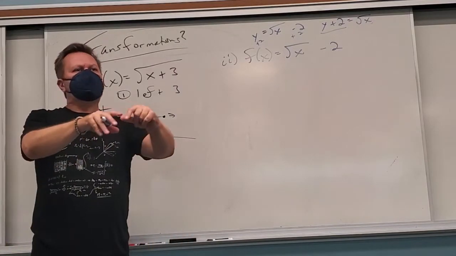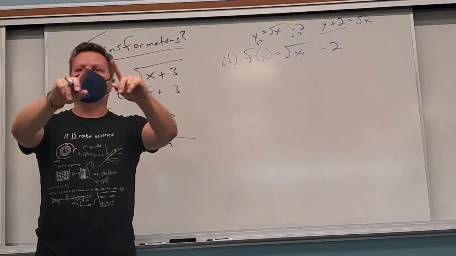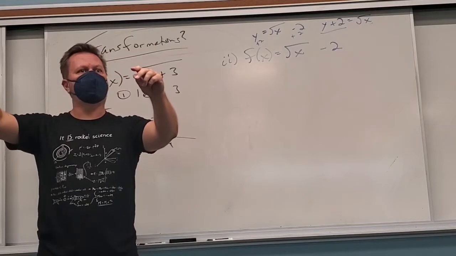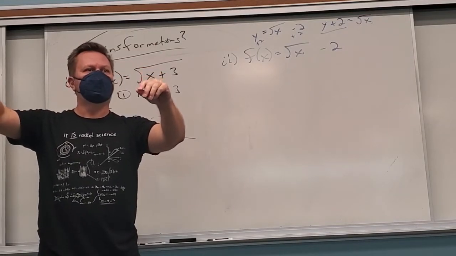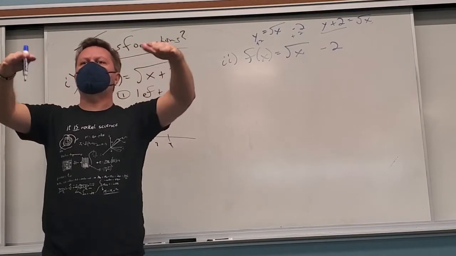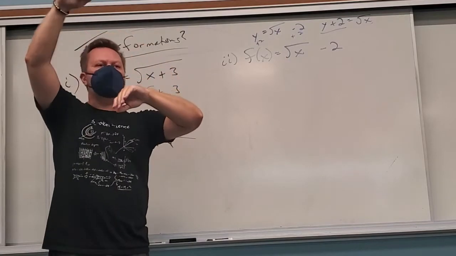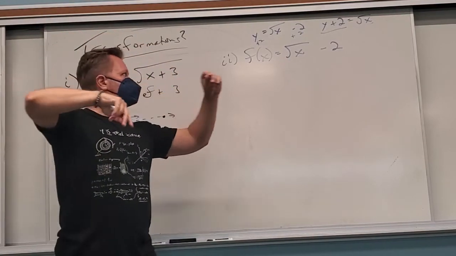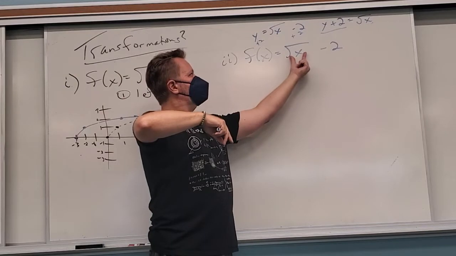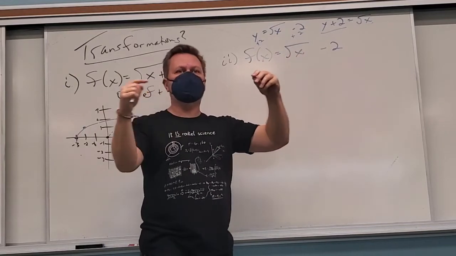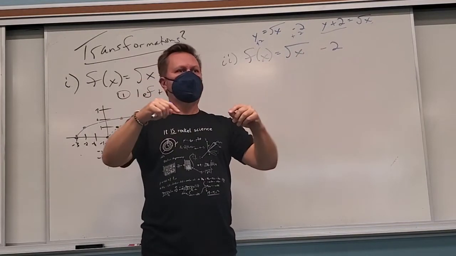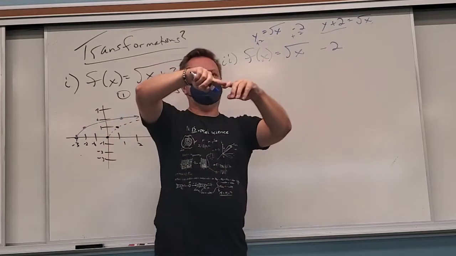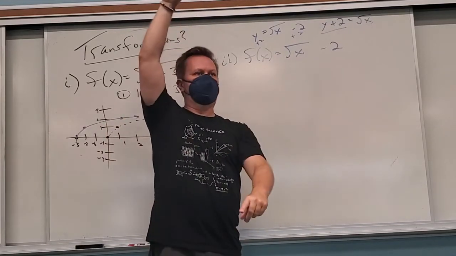So if it's not in with the x, you could move it over to be with the y, right? And that's why it's affecting the output. So it moves it up and down. If it's in there with the x, it will affect the x, left and right. If it's not in with the x, it's going to affect the output, y, up and down.